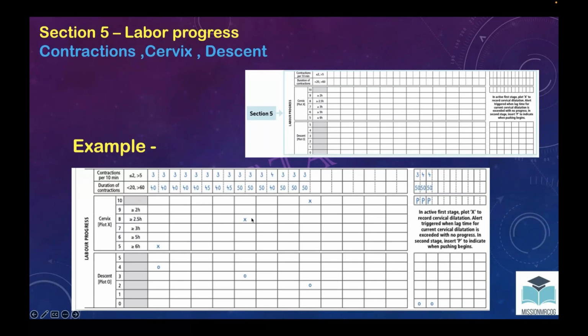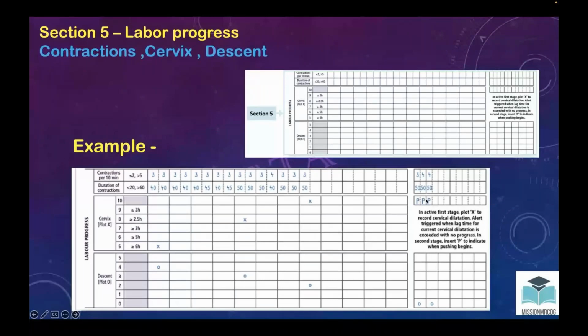And here the patient is now fully dilated, 10 centimeters. The patient is in the second stage of labor, so the patient has started pushing. So they wrote P. This part was not there in the partogram, that you already know.